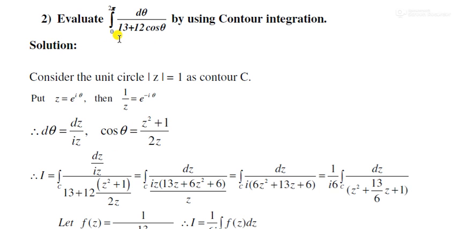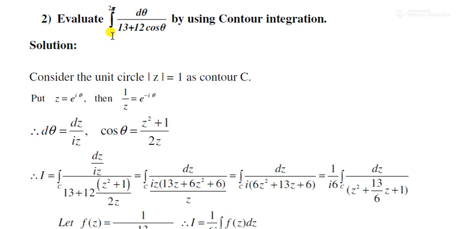See the second problem. Evaluate the integral from 0 to 2π of dθ divided by 13 plus 12 cos θ. Now consider the unit circle |z| = 1 as the contour and take the substitution z = e^(iθ), dθ = dz/(iz), cos θ = (z² + 1)/(2z).